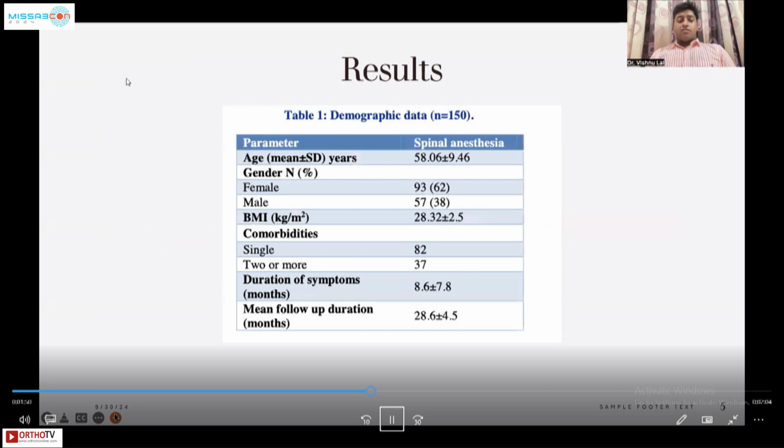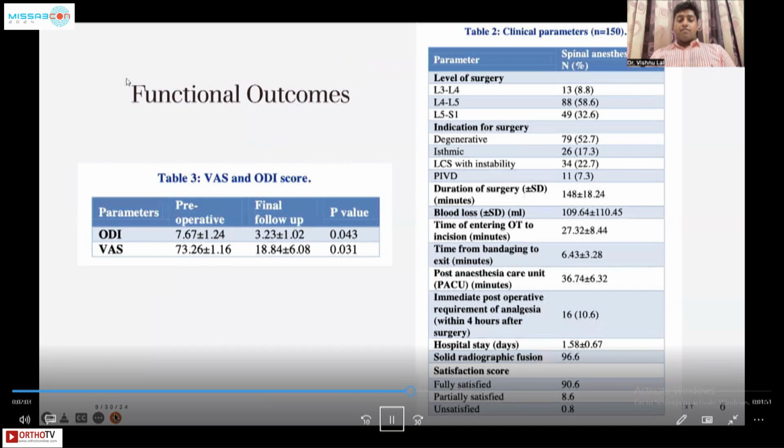The results are as follows. The mean age of the study was 58 years, predominantly females. Patients who had a single comorbidity were 82, and two or more comorbidities were 37. The ODI and VAS scores were significantly decreased, indicating a decrease in the disability of the patient and increased ability to do daily activities. The most common operated segment was L4, L5. The most common cause seen was degenerative.